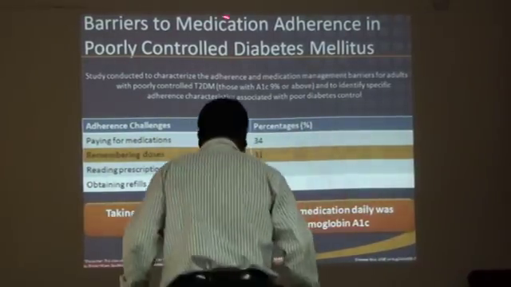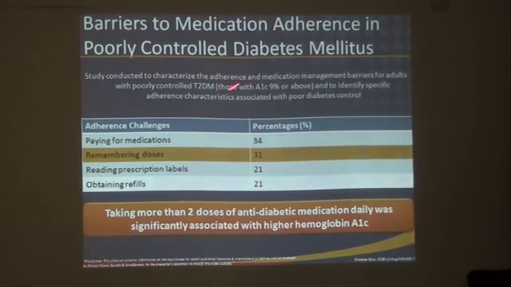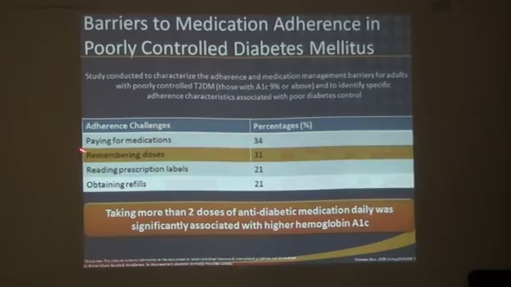What are the barriers to medication? This was done in a survey of those who had uncontrolled diabetes, more than 9% HbA1c. The barriers were: 1/3 of these patients were paying for the medication. They found it expensive, so they could not afford to buy the medications. Remembering the doses was a big problem. Reading the prescription labels, if your handwriting is not clear, or whatever is written on the bottle, he cannot understand. So that is another reason he cannot take it.